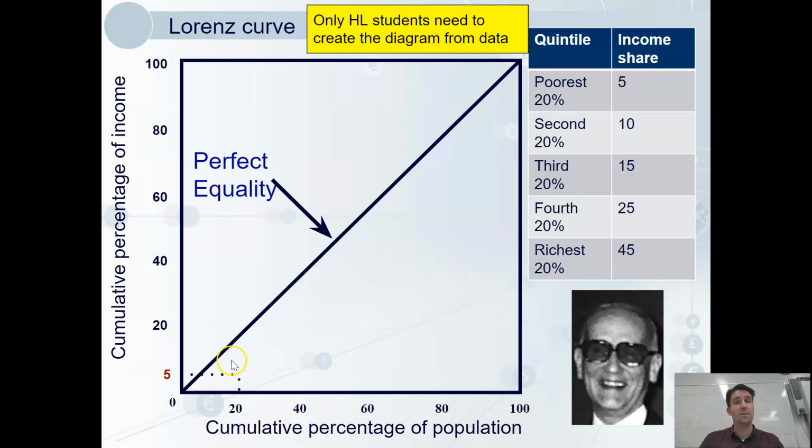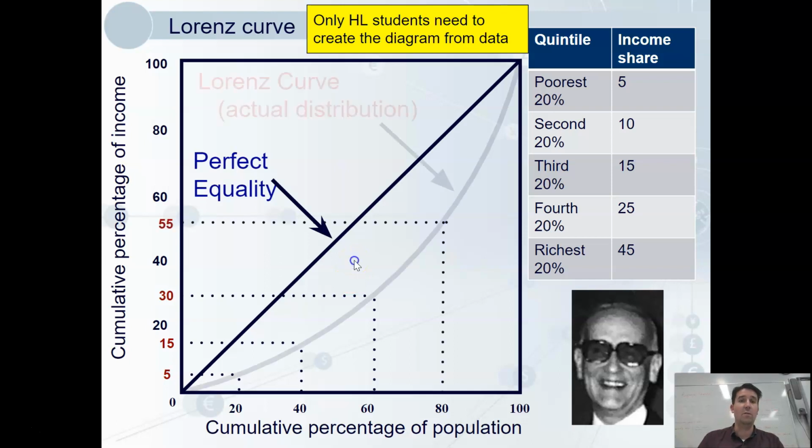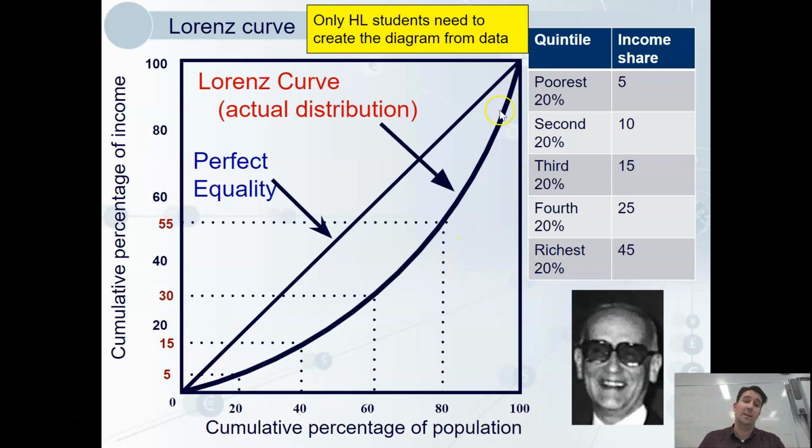Then we plot the poorest 40%. So that would be 5 plus 10, so 15%. So we can see how it's a bit cumulative here. That's why we have cumulative percentage of population, cumulative percentage of income. So you just follow this and connect the dots. And of course, the Lorenz curve, we connect the dots with the curve. We know that the Lorenz curve will connect at each end of the line of perfect equality because the poorest 0% are going to earn 0% of the total income, and the richest 100% are going to earn 100% of the income. So when looking at the Lorenz curve, we want to know how to interpret that.